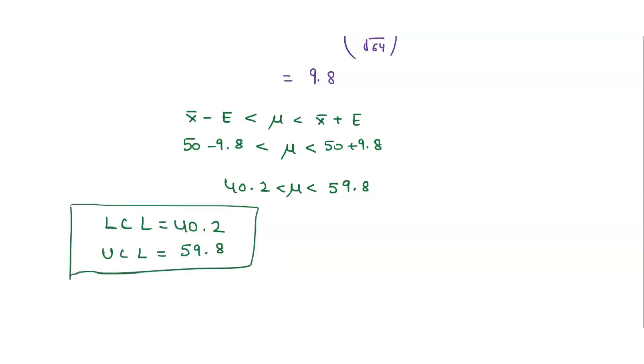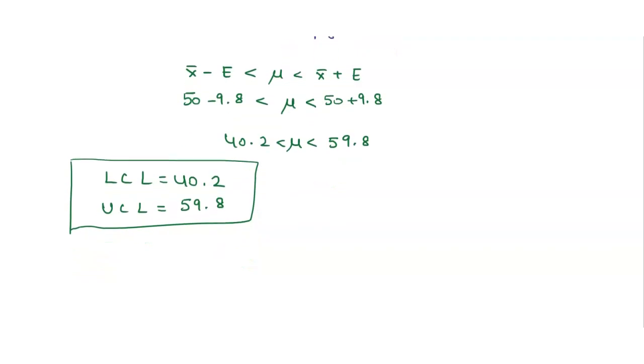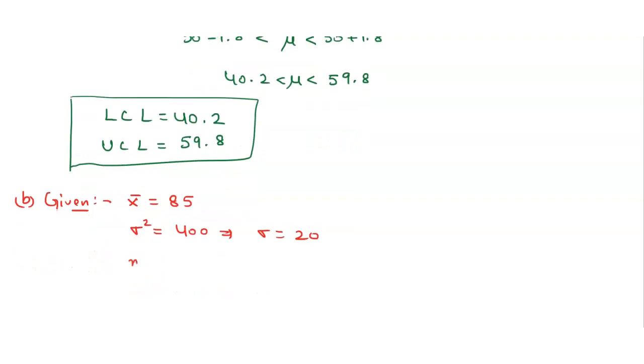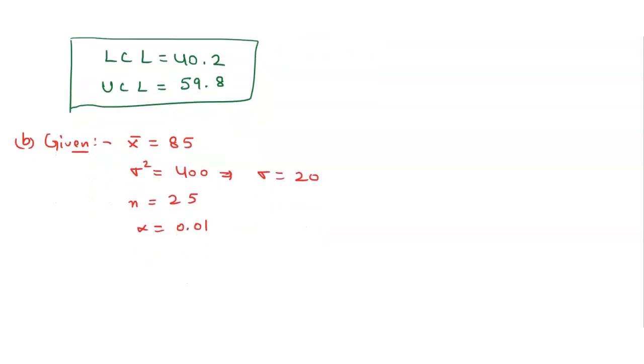Moving on to the B part. In B part we are given x bar is equal to 85. Here we are given variance, that is sigma square equals to 400. So this implies that sigma is equal to 20. We are given n, which is equal to 25. And also alpha is given as 0.01, and again we have to find UCL and LCL.